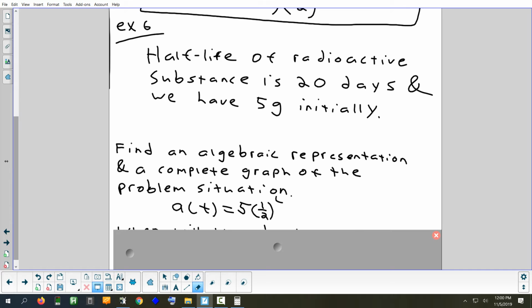T divided by 20. So after 20 days, how many half-life cycles have gone by? 1. How about after 80 days? We've had 4 half-life cycles.